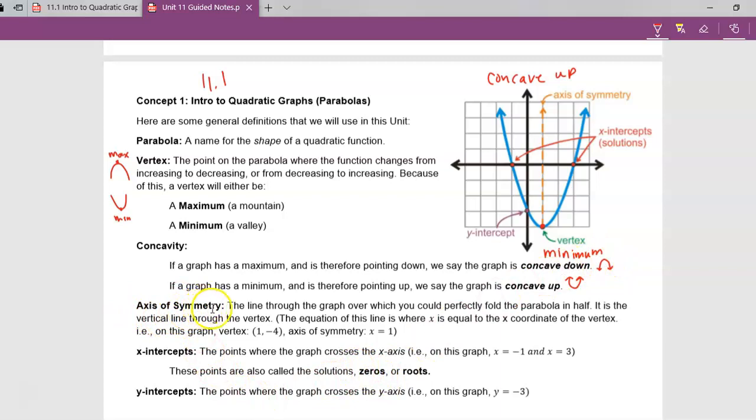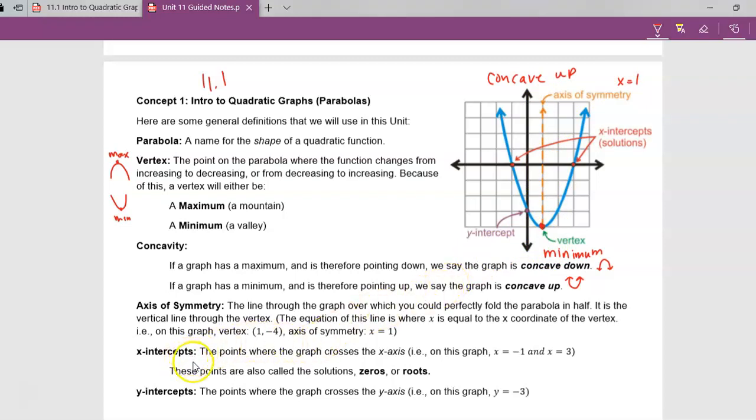So an axis of symmetry is the line through the graph over which you could perfectly fold the parabola in half. It is a vertical line through the vertex. The equation of this line is where x is equal to the x-coordinate of the vertex. So if the vertex is at 1, -4, the axis of symmetry is at x equals 1. Okay, so that's just here. Our vertex is at 1, -4, and this orange line is the axis of symmetry. So that's going to be the axis of symmetry is at x equals 1. Right, that's where x equals 1.